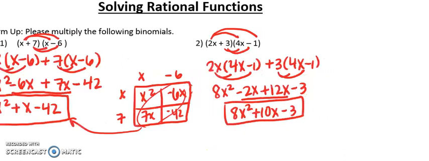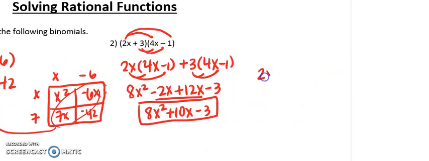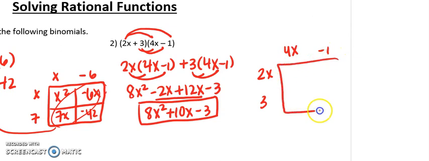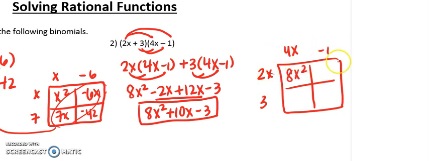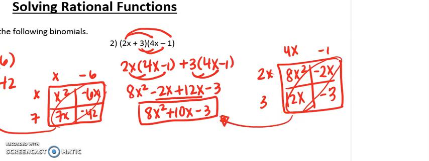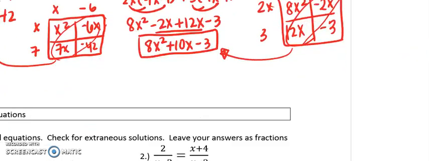Now, if you use the box method, I can show you that. So here's your 2x, here's your 3. Here's your 4x and your negative 1. This is just a more organized way to multiply out. So 2x times 4x is 8x squared, and 2x times negative 1 is negative 2x. 4x times the 3 is 12x, and then this would be negative 3. And again, you would combine your like terms, and you'd end up getting the same thing I got there. So we have to make sure we know how to do that before we move on to the next part.